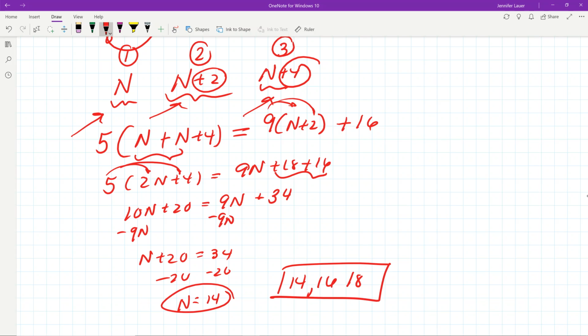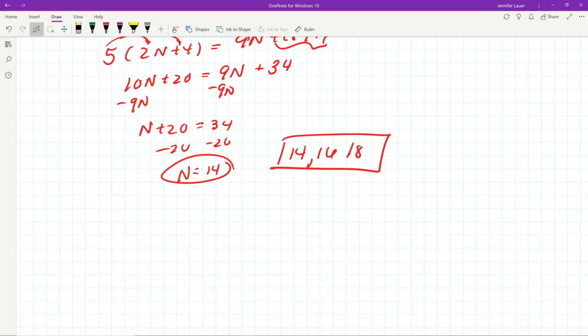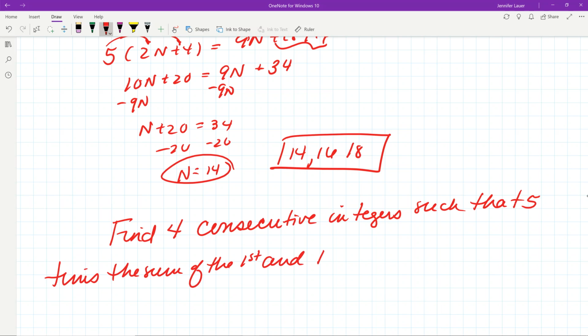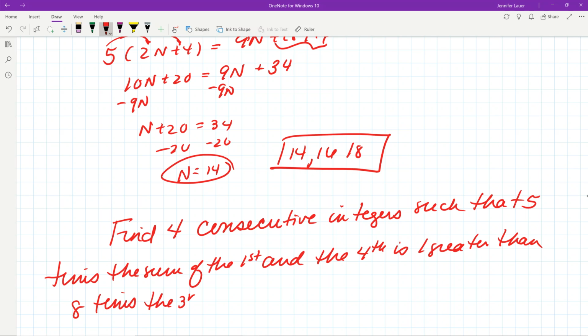Let's do one where it just talks about consecutive. So this is example 6.5 in your book on page 44. It says find 4 consecutive integers. So right there, I know I'm going to be using the n plus 1, n plus 2, such that 5 times the sum of the first and the fourth is 1 greater than 8 times the third.